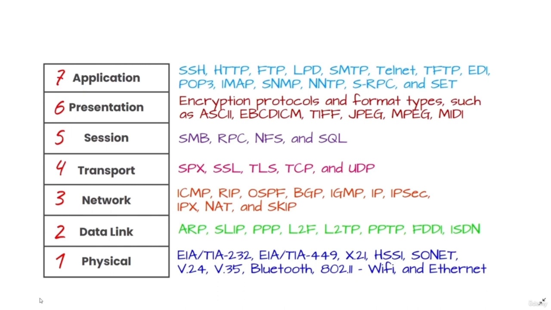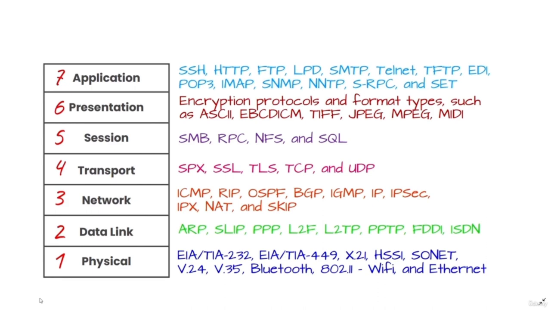In the OSI reference model, the communications between computer systems are split into seven different abstraction layers. These layers include the physical layer, the data link layer, the network layer, the transport layer, the session layer, the presentation layer, and the application layer.